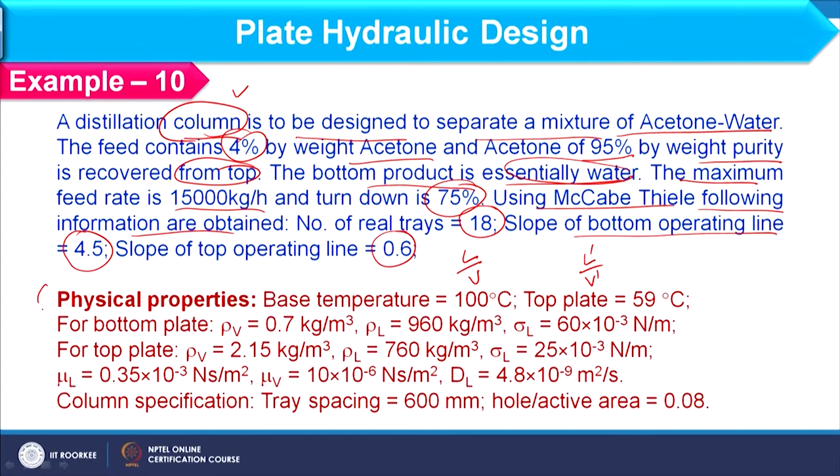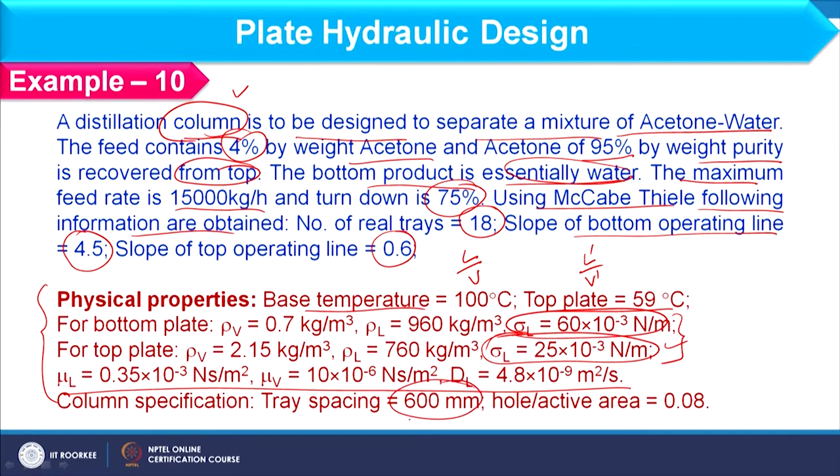Along with this, we have some physical properties also, such as base temperature and top plate temperatures. For the bottom plate and top plate, properties are given. Here you should keep in mind that surface tension is 60 into 10 to the power minus 3, and at top temperature it is considered as 25 into 10 to the power minus 3 Newton per meter. Other properties are given like this, and in the column specification, the tray spacing is mentioned as 600 mm and hole to active area is 8%, or 0.08.